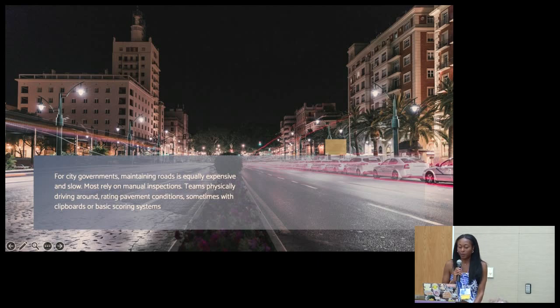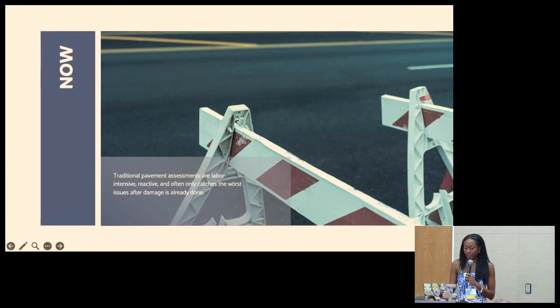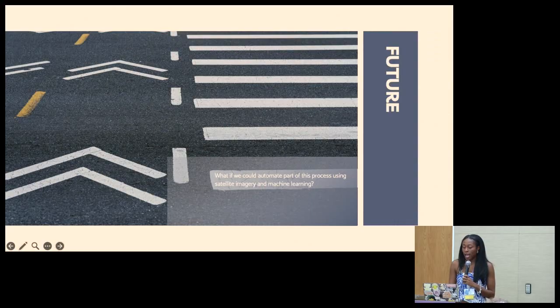So for city governments, maintaining roads is equally expensive and slow. Most rely on manual inspection. They hire teams to physically drive around and rate pavement conditions, and sometimes they use Excel sheets or clipboards, but the process is very slow and labor intensive. It's reactive and often only catches the worst issues after damage has already been done. However, what if we could automate part of this process or at least streamline it?